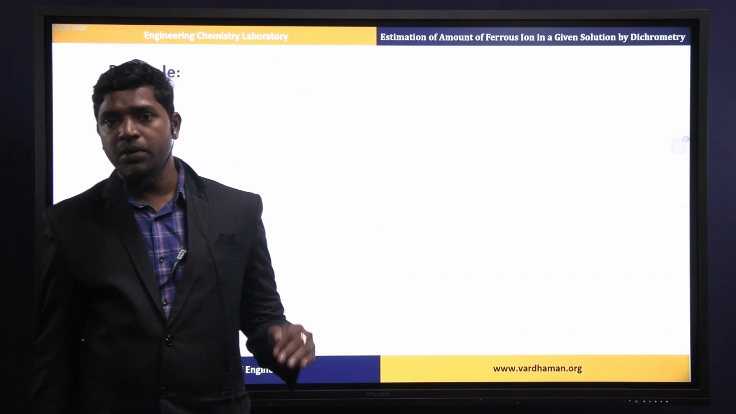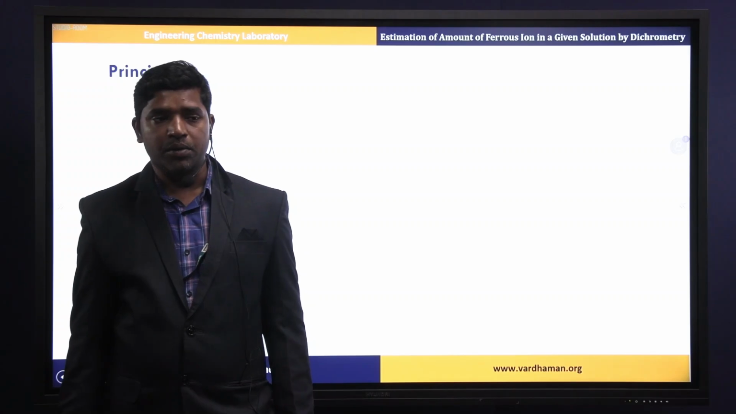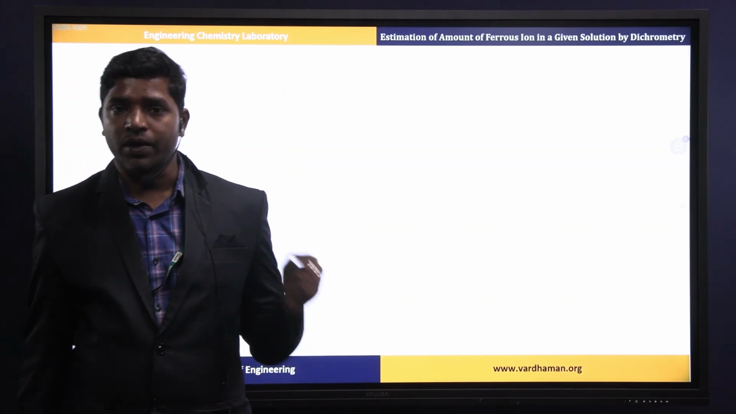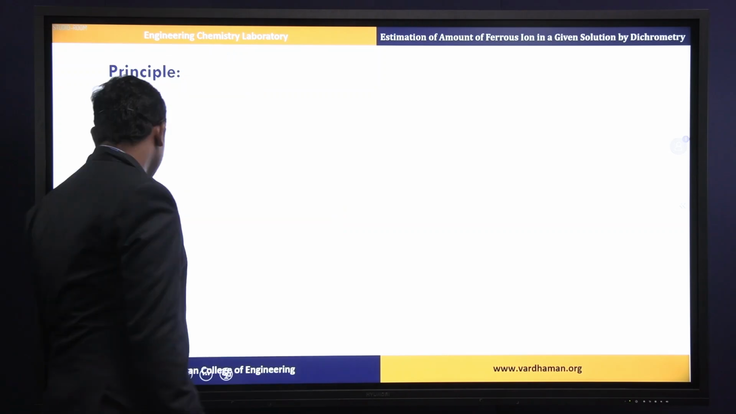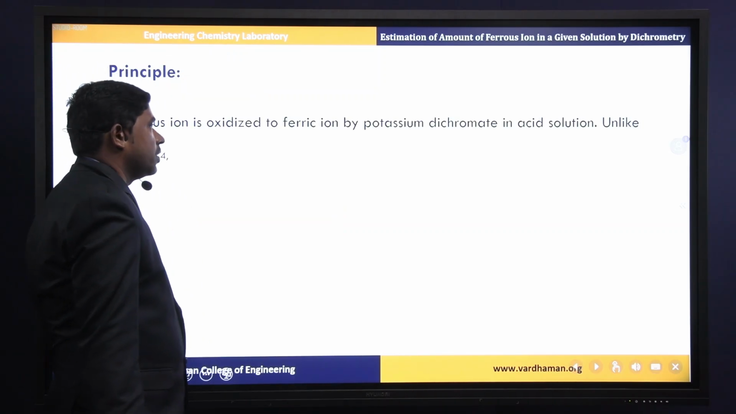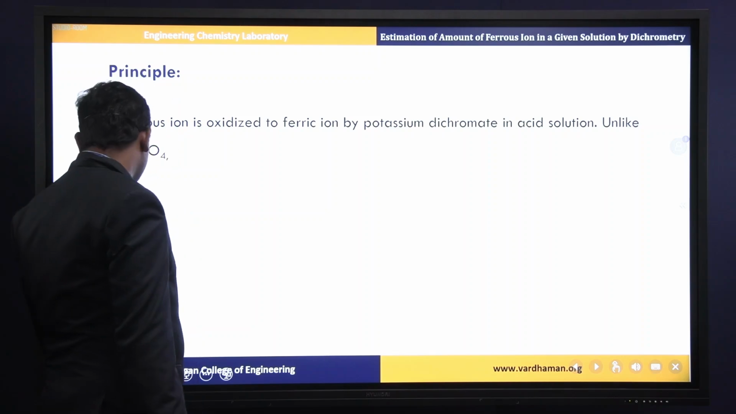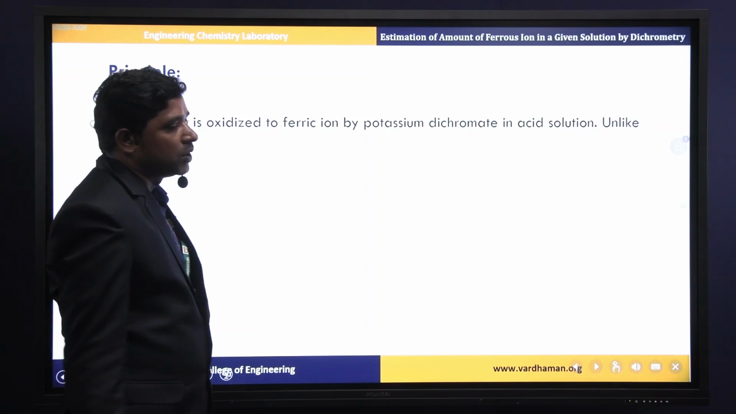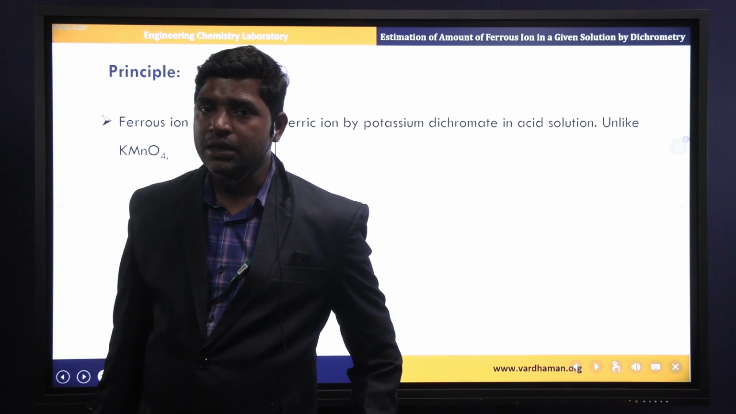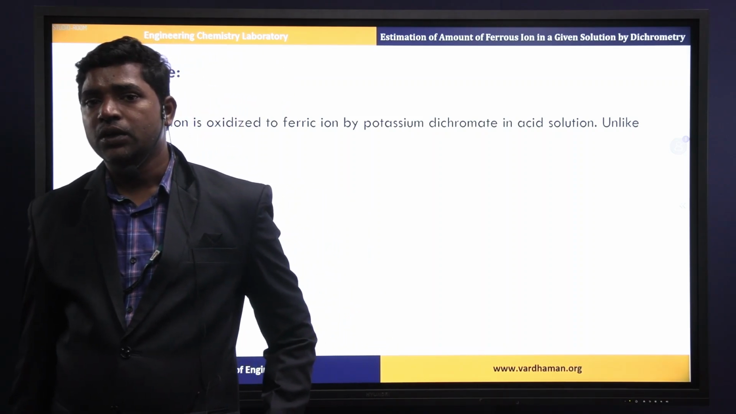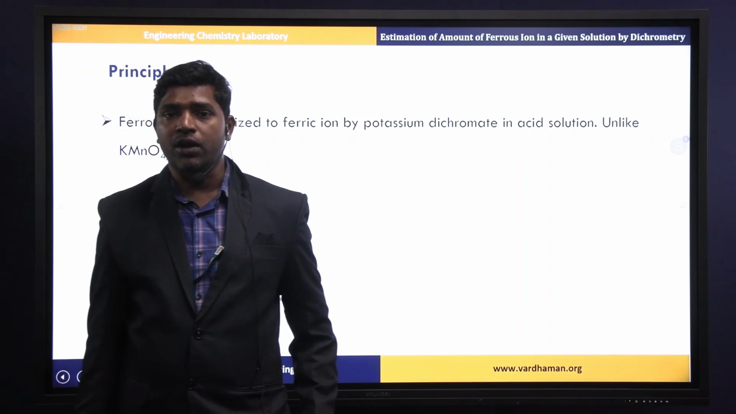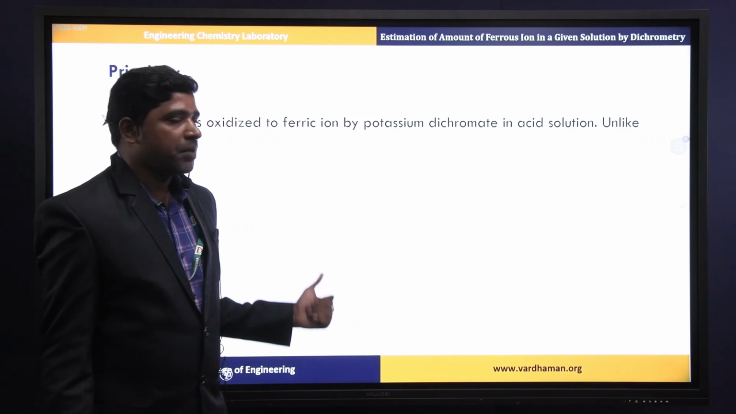Redox reaction means that in a single chemical reaction, oxidation and reduction take place. That's why we call it a redox reaction. Here ferrous ion is oxidized to ferric ion in the presence of potassium dichromate solution. Unlike potassium permanganate, why? Because here potassium dichromate is a primary standard solution. Primary standard solution means the substance which is available in the pure form.